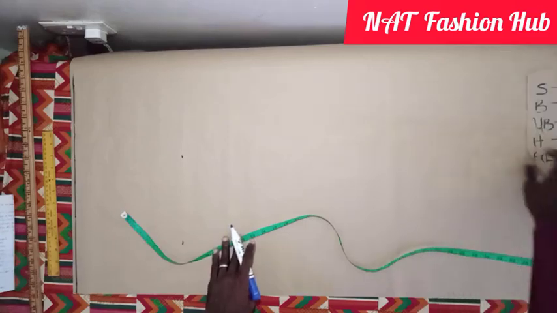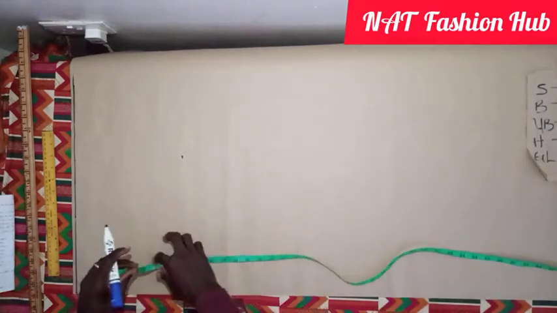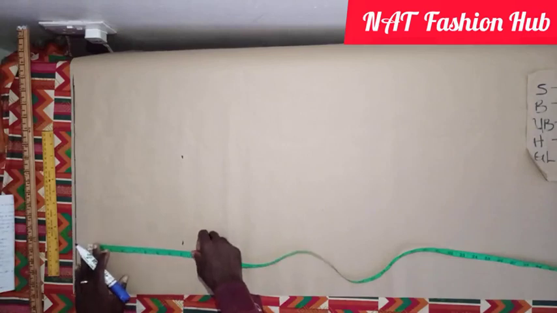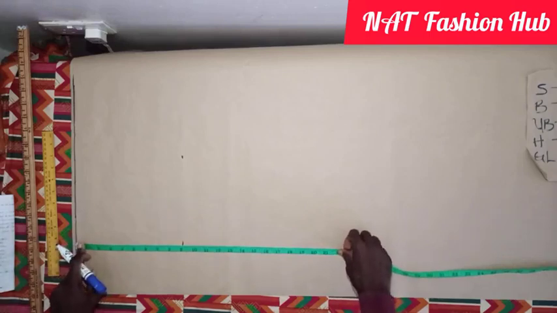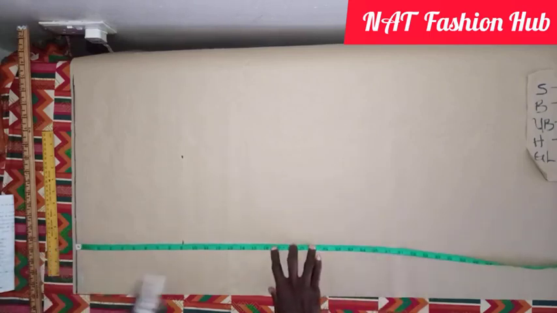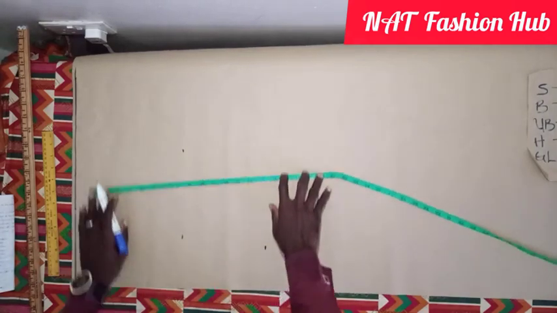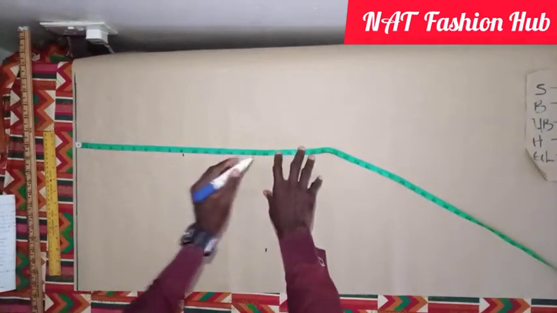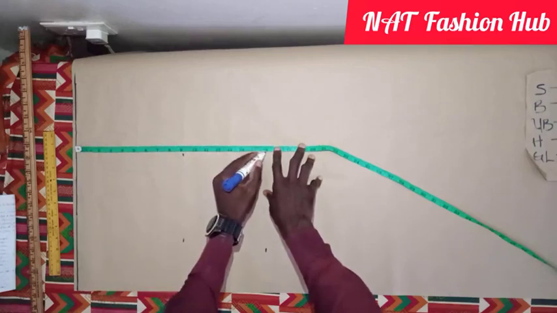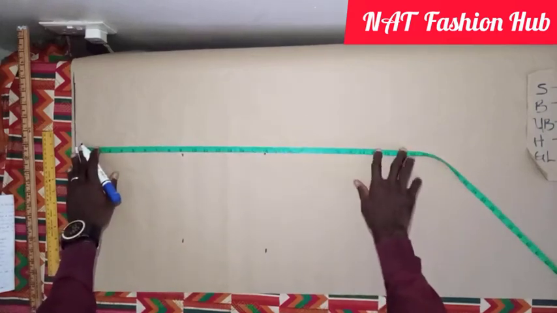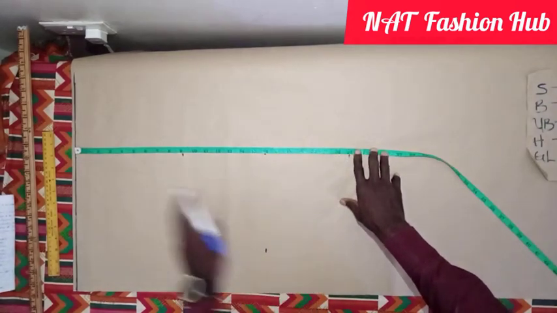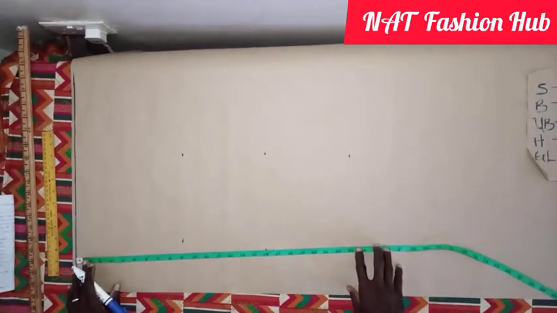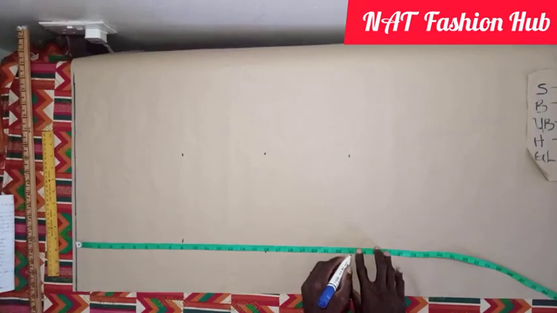The next thing I'm going to do is to locate the waist line, and the shoulder to waist is 16 inches. So this is our waist, 16 inches. And then shoulder to hip is 23 inches. So this is our hip point. When we finish, we are going to join all these points together.